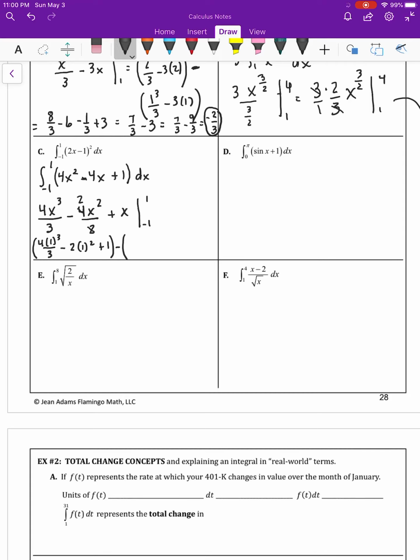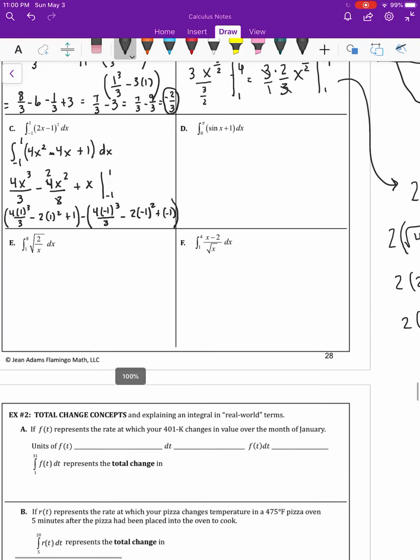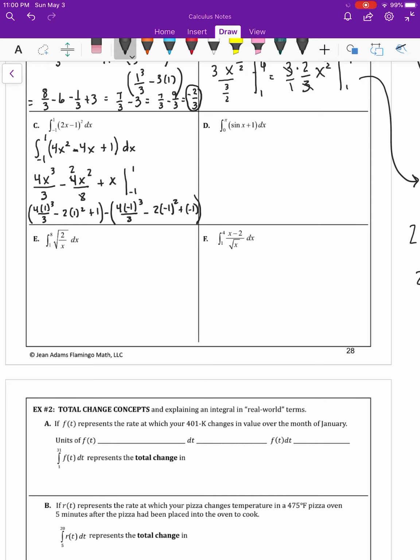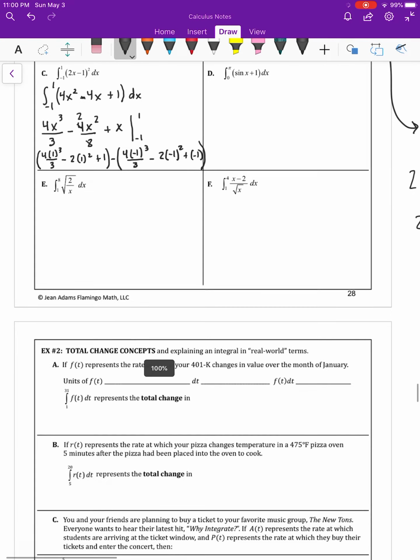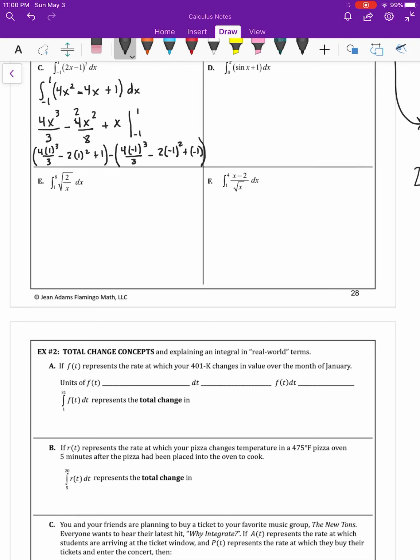And now we're going to evaluate it at 1. So this would be 2 times 1 squared plus 1 minus the evaluation of this whole thing at negative 1. So I am just putting a negative 1 in wherever there's an x.